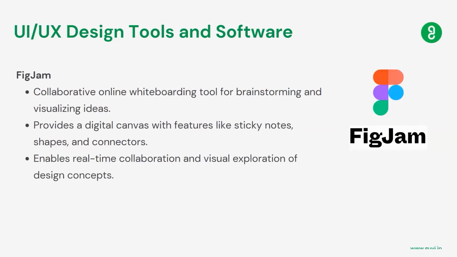The next tool is FigJam. FigJam is a collaborative online whiteboarding tool developed by Figma. It provides a digital canvas for brainstorming, and you can visualize ideas using FigJam. FigJam offers a range of features like sticky notes, shapes, connectors, emojis, and stamps to facilitate collaborative ideation and design exploration.